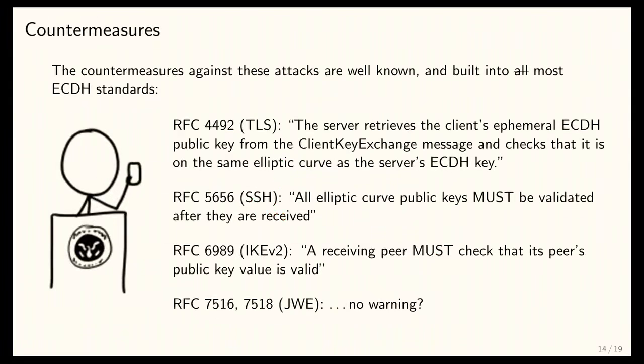So now you might ask, why would implementations ever be curve blind? Well, the countermeasures are actually built into almost all of the standards that describe elliptic curve usage. So for TLS, it says that the server retrieves the client's ephemeral ECDH public key from the client key exchange message and checks that it's on the same elliptic curve as the server's ECDH key. There are similar warnings for SSH and IPsec. We found that the JWE, the JSON Web Encryption standards, just didn't have this warning anywhere. So we'll see what the impact of this is on the next slide.